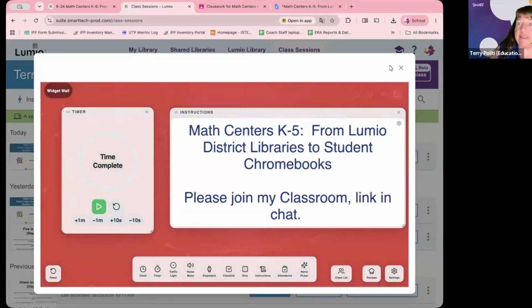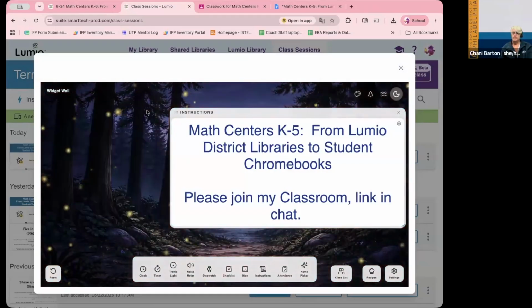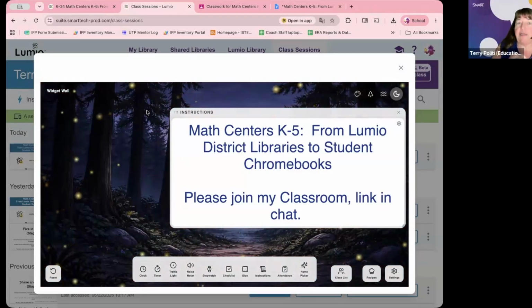All righty, folks. It is 9 o'clock, so I am going to begin. A couple things to take note of. This is Math Centers K to 5, Lumio, District Library with student Chromebooks. This is a little different.